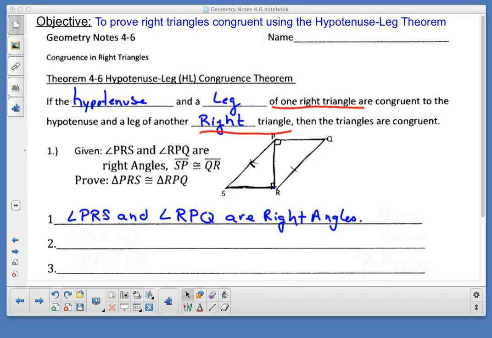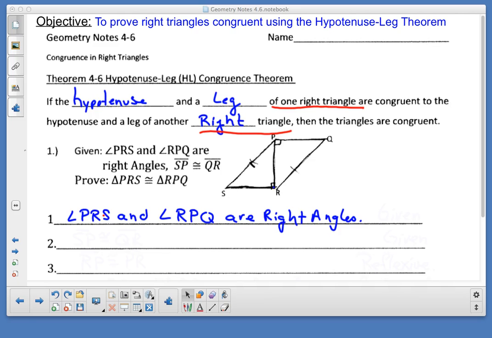Okay, this is Geometry 4.6. Our objective today is to prove right triangles congruent using the hypotenuse leg theorem. As I was telling the students here on campus, to be able to use hypotenuse leg, the triangles have to be right triangles. If they're not right triangles, we've got to say they're right triangles in our proof.